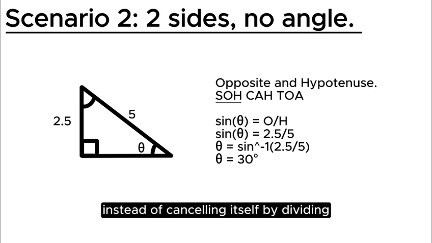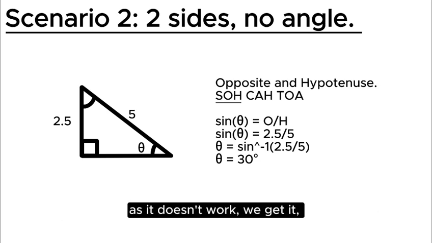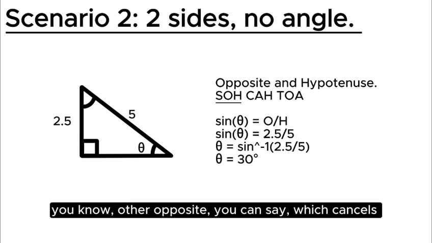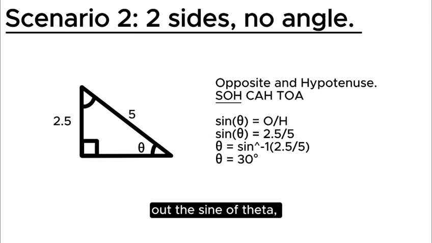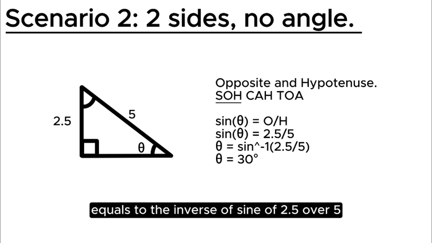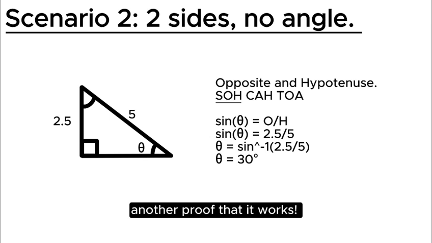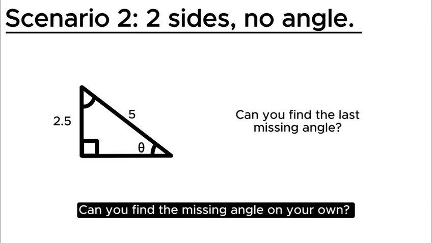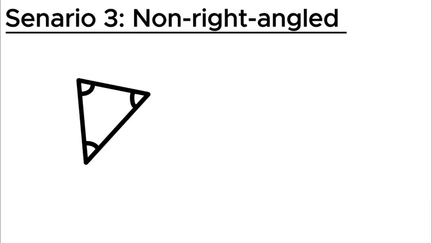Instead of cancelling by dividing, as it doesn't work, we use its opposite, you can say, which cancels out the sine, giving theta equal to the inverse sine of 2.5 over 5. Then into a calculator, we obtain the value 30, which is the same value as before. Another proof that it works. Can you find the missing angle on your own?